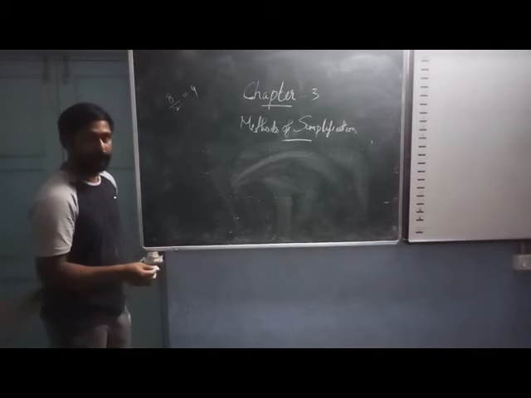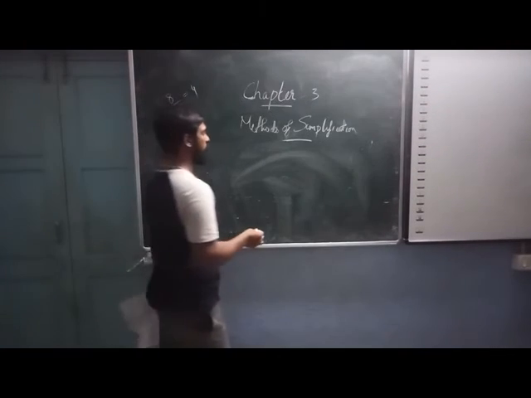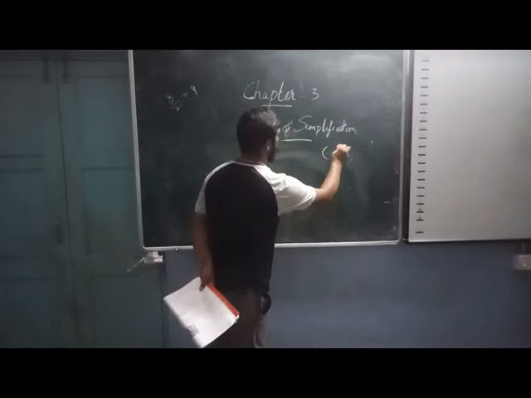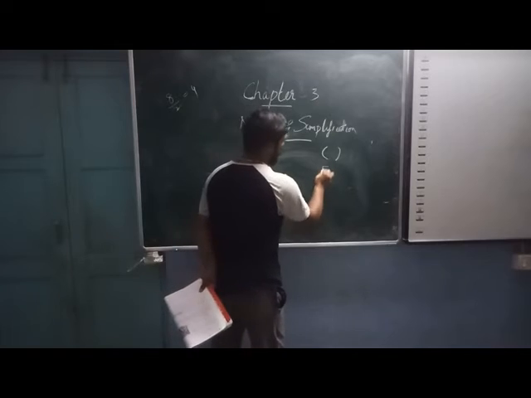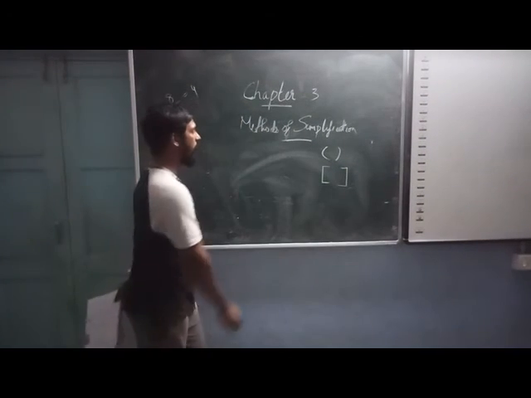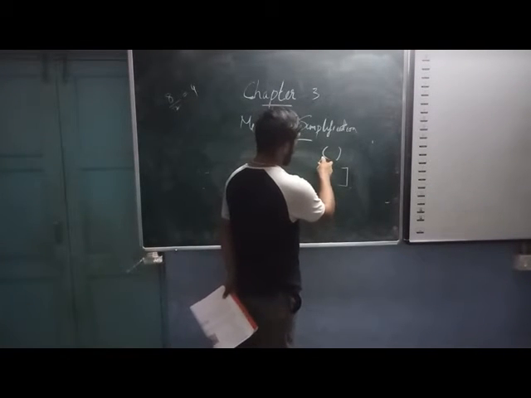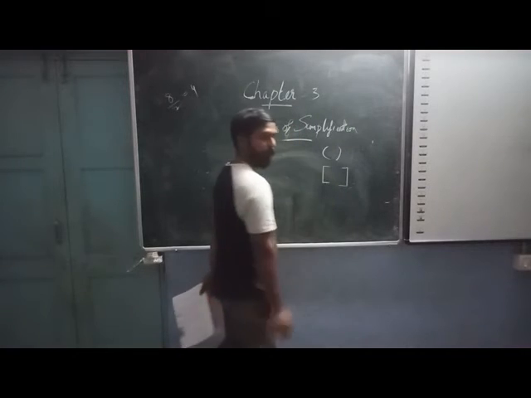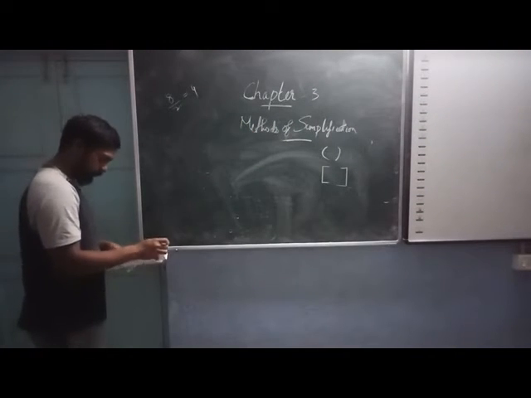Let us see, for example, how we use the operation with the help of brackets. There are two types of brackets we usually use. One is this type of bracket, the other one is this one. This is half closed brackets and this is fully closed brackets. So let us see how we use the brackets.